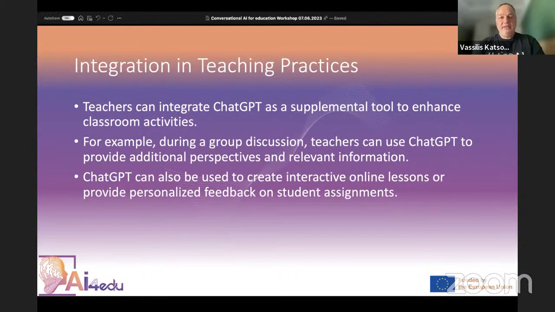It can be integrated in teaching practices as a supplementary tool to enhance activities in the classroom. For example, in group discussions, a teacher can provide additional perspectives and relevant information with the use of ChatGPT. So you can use ChatGPT in group discussions for pros and cons, or to create interactive online lessons and provide feedback on student assignments.